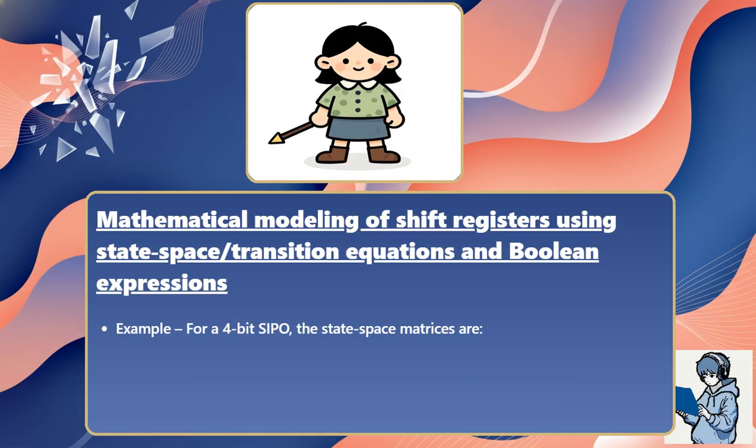Example: for a 4-bit SIPO, the state space matrices are A equals open bracket 0, 0, 0, 0 close bracket, open bracket 1, 0, 0, 0 close bracket, open bracket 0, 1, 0, 0 close bracket, open bracket 0, 0, 1, 0 close bracket. B equals open bracket 1, 0, 0, 0 close bracket transpose.